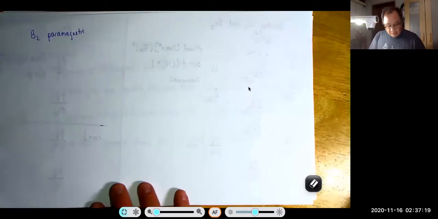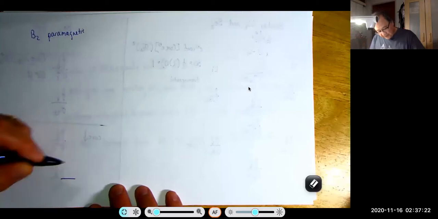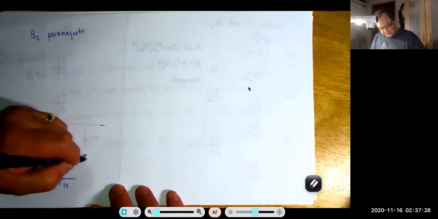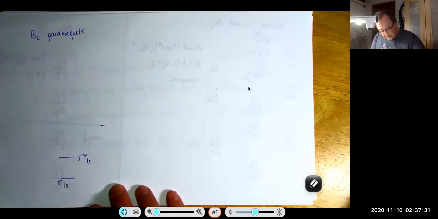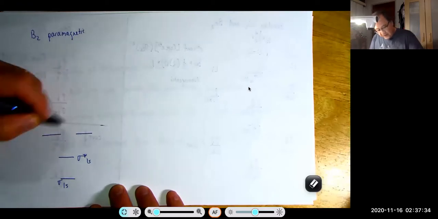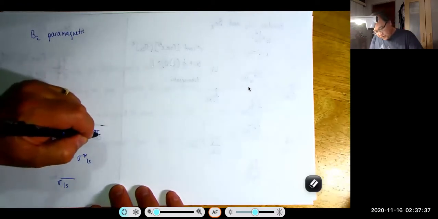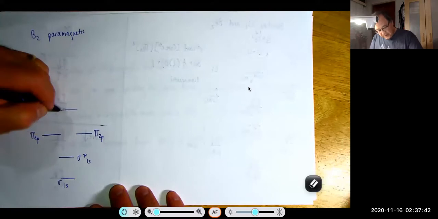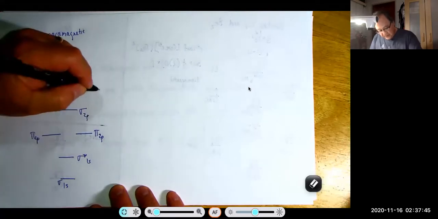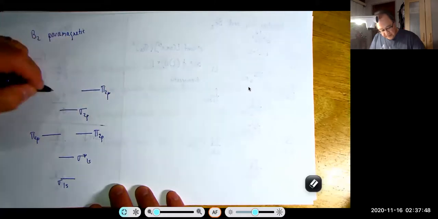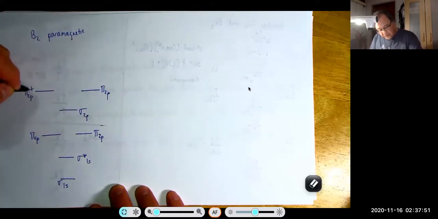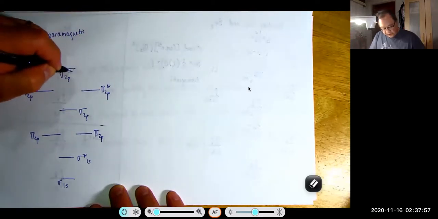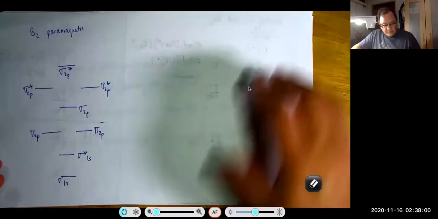I'm going to give you 2 MO diagrams. One of them looks like this. So sigma 1s, sigma star 1s, and then it looks like this. Pi 2p, pi 2p, sigma 2p, pi 2p, pi 2p, and these are stars, anti-bonding, and then a sigma 2p star. So this is what the MO diagram looks like for B2.